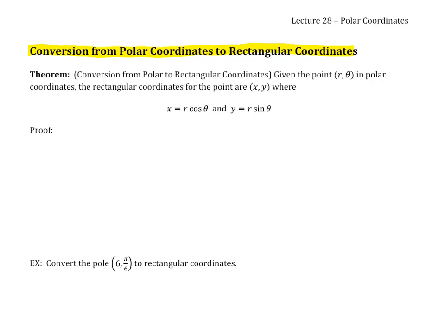So here's a little theorem. It says if we're given a point r, theta in polar coordinates, the rectangular coordinates for that same point are x comma y, where x can be found as r cosine theta and y can be found as r sine theta. Now, where does that come from?